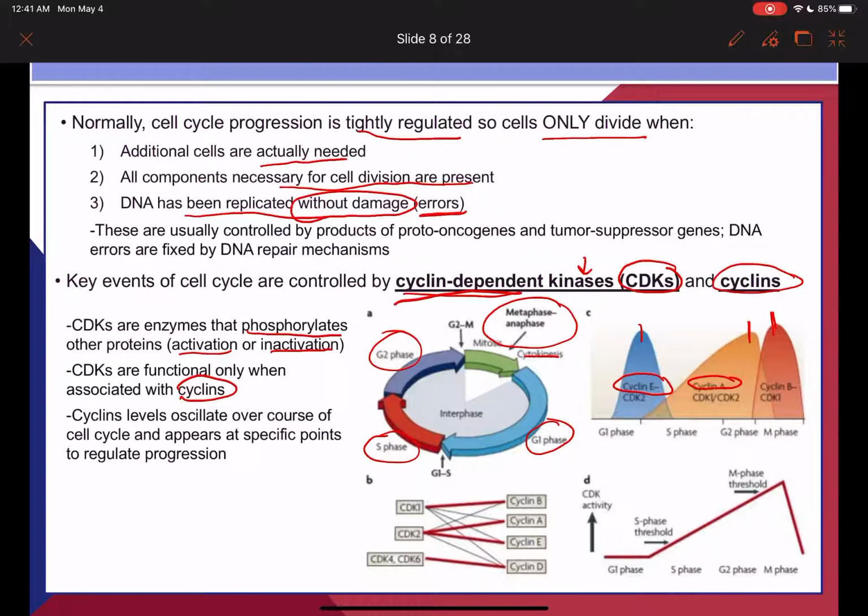So the presence of CDKs and cyclins is what's going to allow the cell to go into the next phase of the cell cycle, okay? Now, because they promote cell cycle progression at appropriate times, cyclin and CDK are known as products of proto-oncogenes. So make sure you write that down here. CDK and cyclin are both examples of proto-oncogenes.